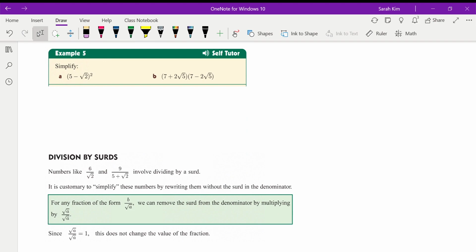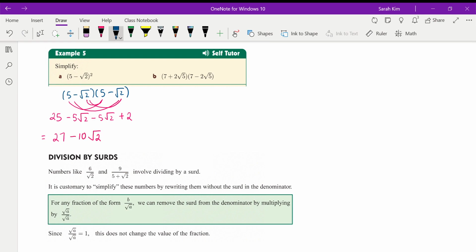Alright, example 5, this one is pretty similar as well. You can do FOIL like so. If you already know some patterns from perfect squares expansion, you're more than welcome to use them, but I'm going to show you how to do FOIL as well. So FOIL: 25, minus 5 square root 2, and then minus 5 square root 2, and then last, that one's going to turn into plus 2, so that turns into 27, take 10 square root 2.